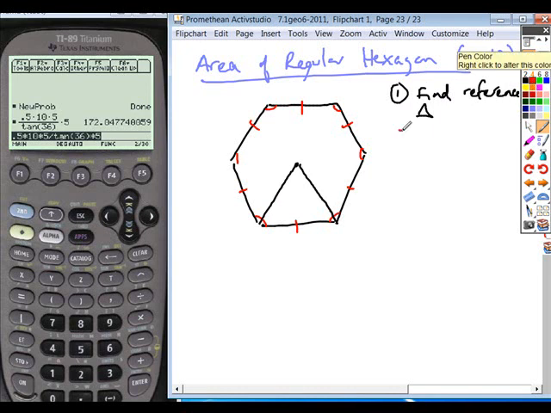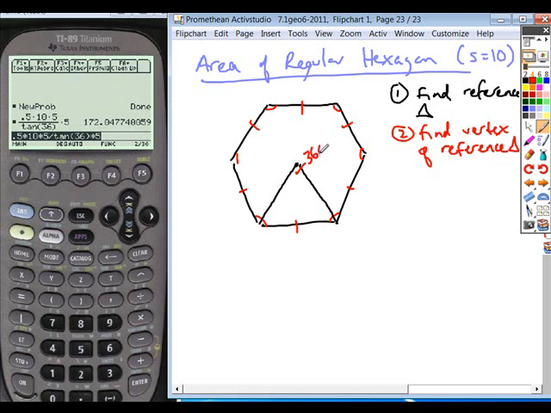That allows us then to find the vertex angle of this reference triangle. So what would the vertex angle be for a regular hexagon? This angle is 360 divided by n, and so what's that going to be? 60.